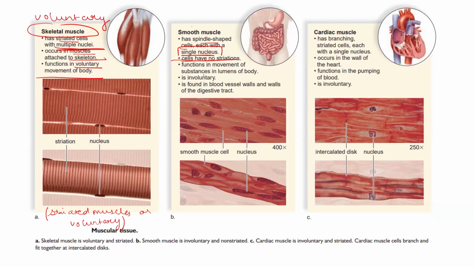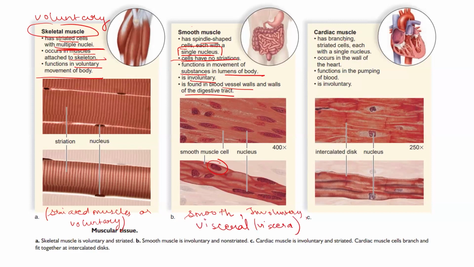They are involuntary in nature and they are found in the blood vessel walls and the walls of the digestive tract. So you can see here that each cell contains a single nucleus and they are also known as smooth muscles. Why? Because they do not have any striations and they are involuntary in nature. These are also visceral muscles. Why? Because they are present in the viscera, that is, in the internal organs of the body.